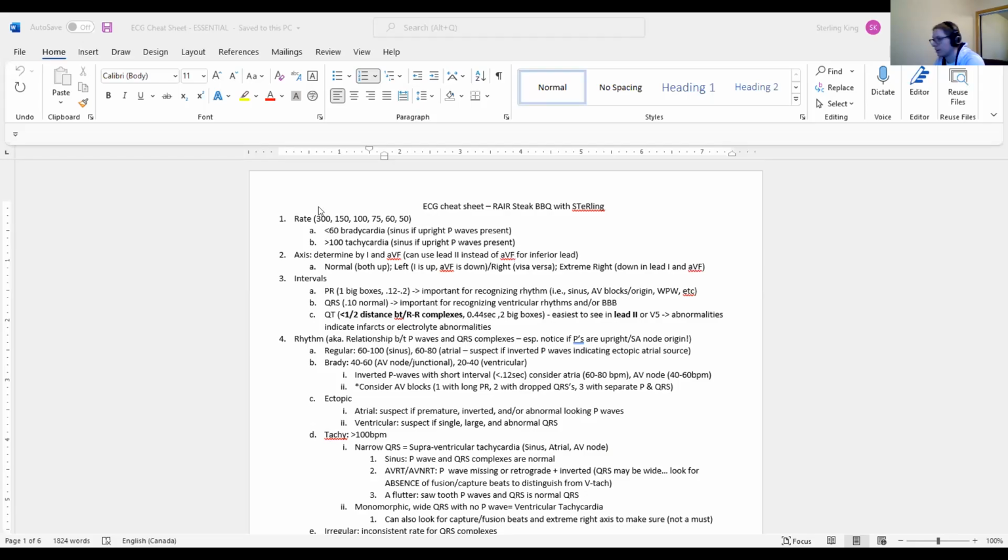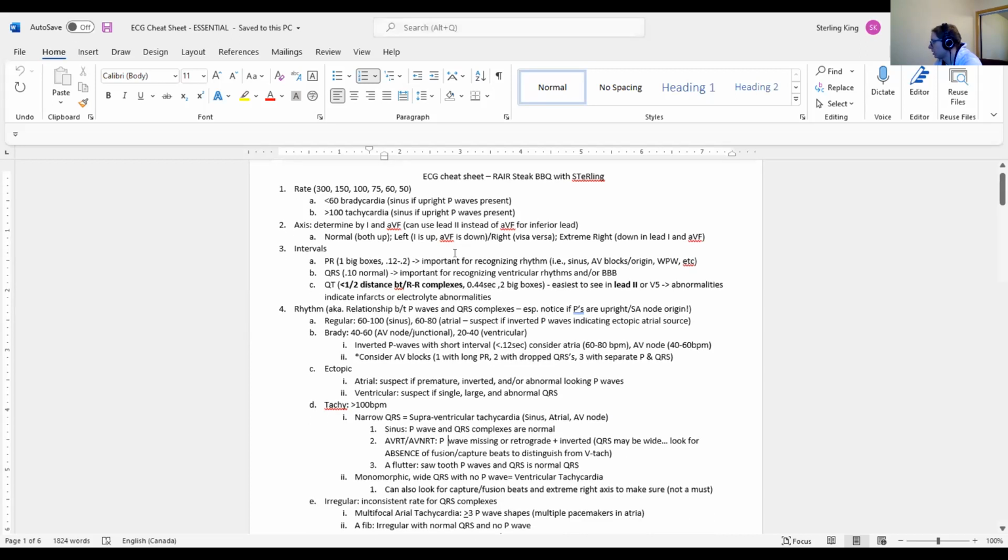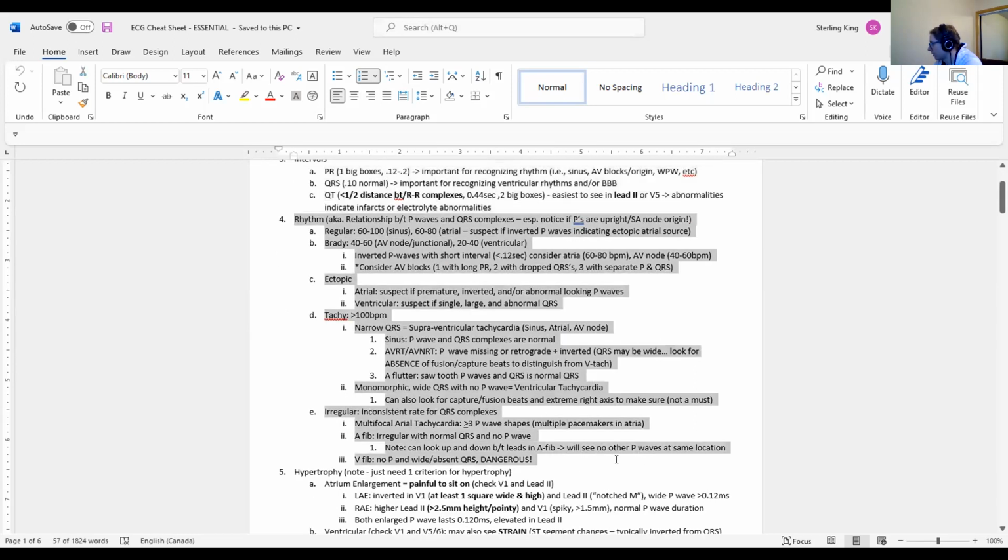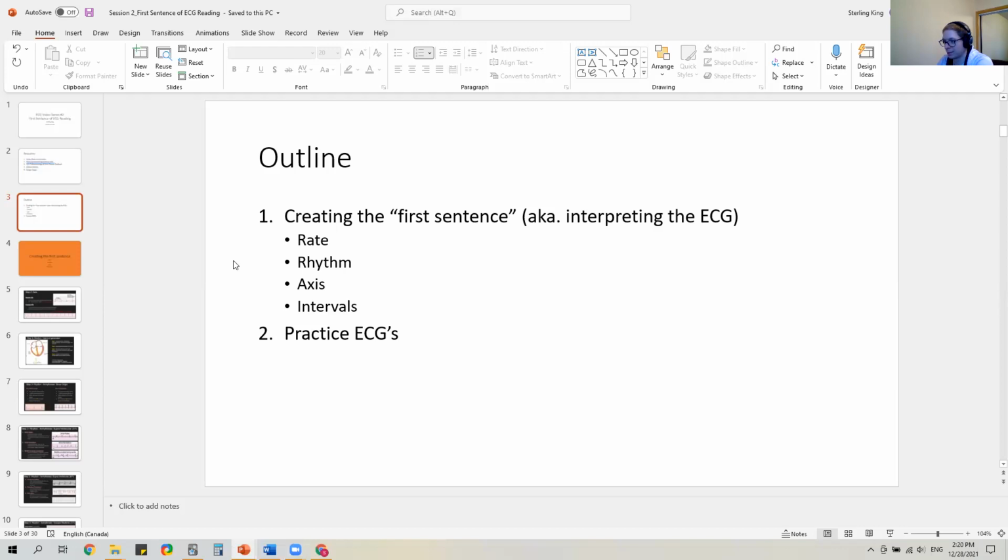So I'm going to switch screens. Let's do this one. Yeah, so the ECG cheat sheet. So we're looking at the rare part of the rare steak barbecue with Sterling. So we're talking about the rate. So we have this part of the cheat sheet, the axis, which is here, the intervals, and then the rhythm. Rhythm we're going to come back to in one of the later sessions, just to introduce it, though. We're not going to go into all the details. We're going to keep it a general approach, just understanding how to get the basics of what your ECG is looking like. And then we'll have some practice at the end.